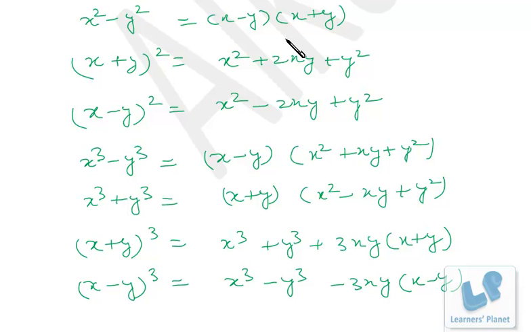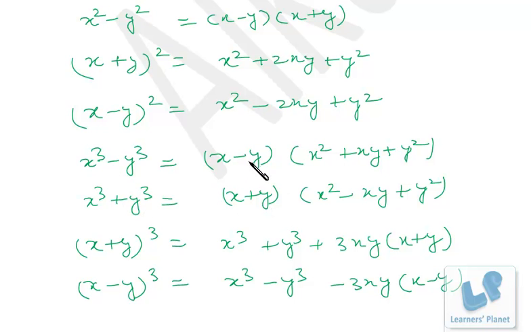Just learning the formula is not at all enough. You need to understand, right? So this x minus y and x plus y, both of them are factors of x square minus y square. That means x square minus y square is divisible by x minus y and x plus y both, right? Similarly, x plus y whole square, this is the factorization. And here if we see x cube minus y cube, this is x minus y, and this, and x cube plus y cube is x plus y into this.